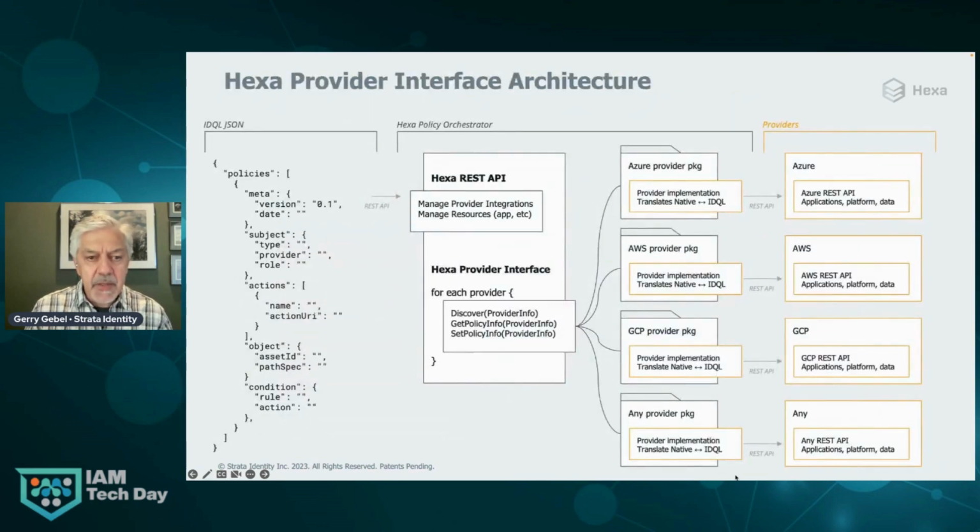And a little bit more detail here of how HEXA is put together. So the main functions here are exposed via an API. And what you'll see in one of my demos is a HEXA admin UI that will take IDQL in JSON format and call the main functions. And then for each target system that we have support, there will be these 3 functions: discover, get policy, and set policy. So you'll see that in action.